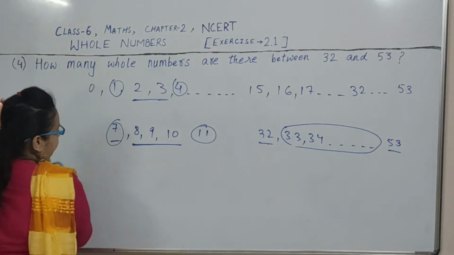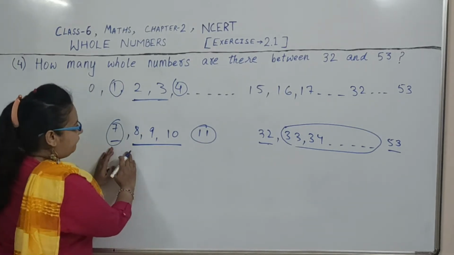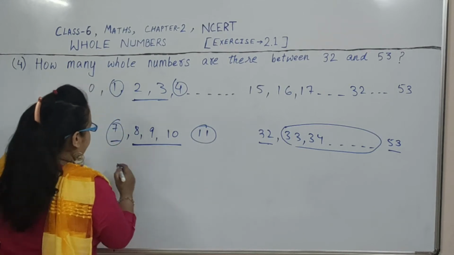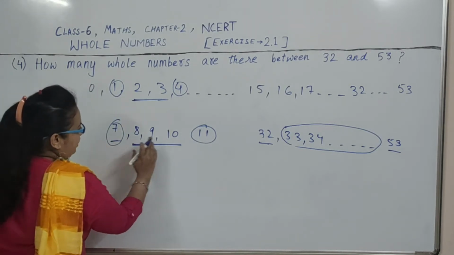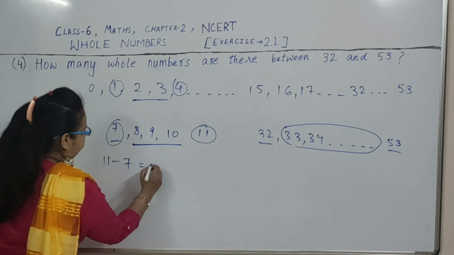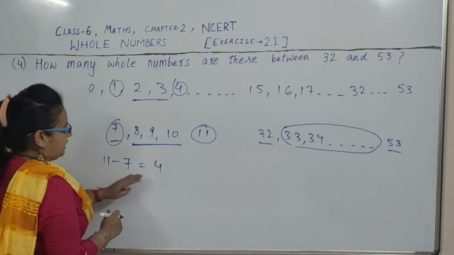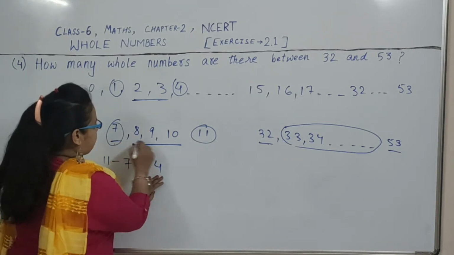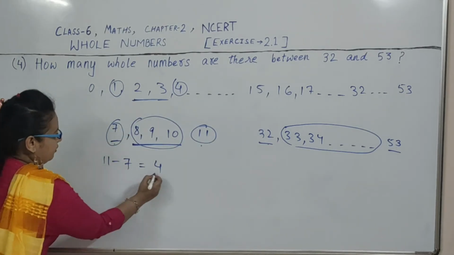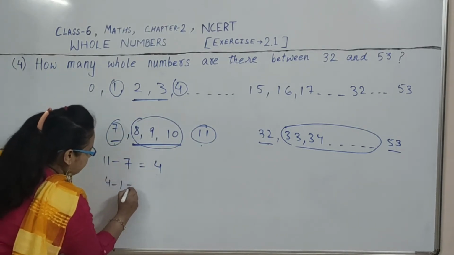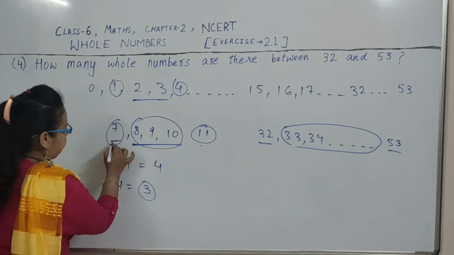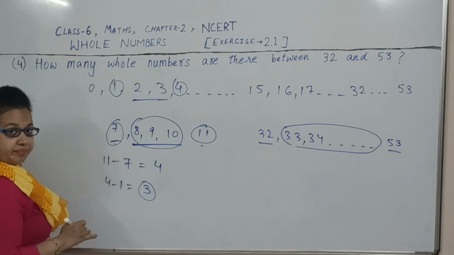How to find that? See, if we have to find how many whole numbers are there between 7 and 11, we will subtract the smaller number from the bigger number. We will do 11 minus 7. We got 4. Are there 4 numbers between these two numbers? No, there are only 3 numbers. So from this 4 we have to subtract 1. We got 3. It means there are 3 whole numbers between 7 and 11, right?